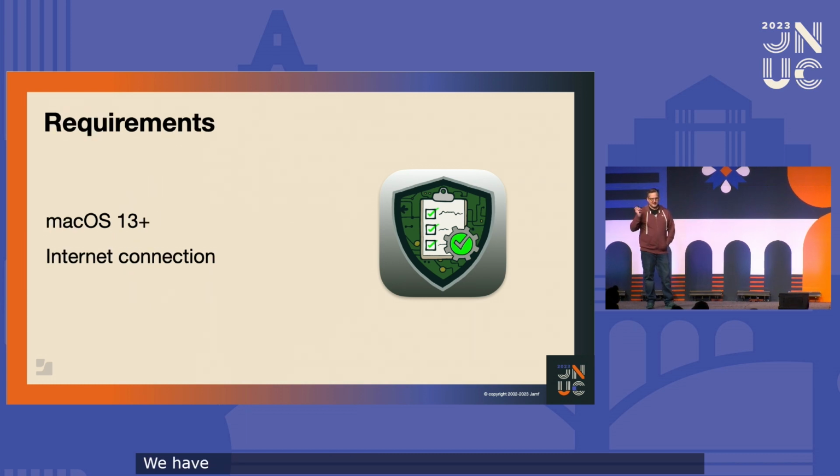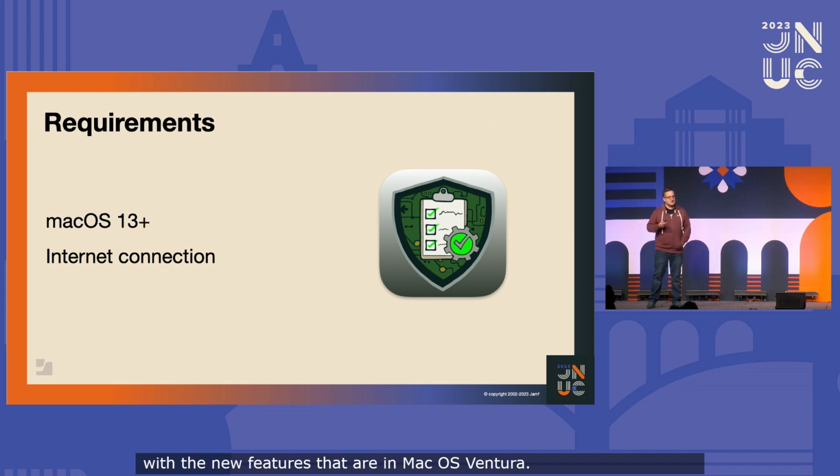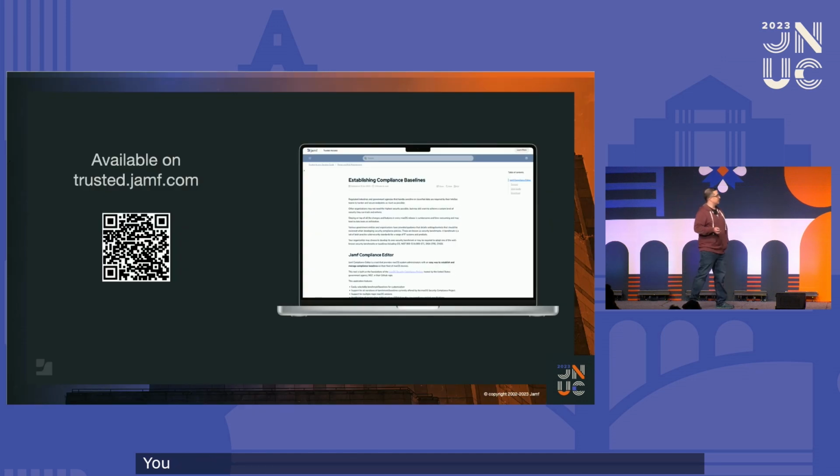And so, requirements. As of version 1.2, you need macOS 13 or higher. We've added a feature that requires a privileged helper, and so we wanted to do it the right way, so we did that with the new features that are in macOS Ventura. We've also bundled Python 3, and we don't use the system Ruby, so you don't need to grab those. Then you just need an internet connection to grab the content from GitHub. Oh, and download the Ruby gems.